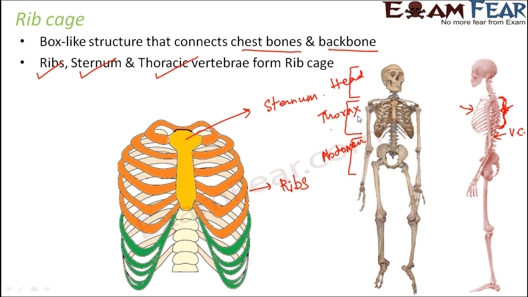Now the rib cage which we are talking about lies in the thorax. The part of the vertebra which lies in the thoracic cavity is called thoracic vertebra. Thoracic vertebra, ribs and sternum together form the rib cage. This rib cage protects the internal body parts. That's the importance of rib cage. A total of 12 pairs of ribs exist, which make this cage-like structure.